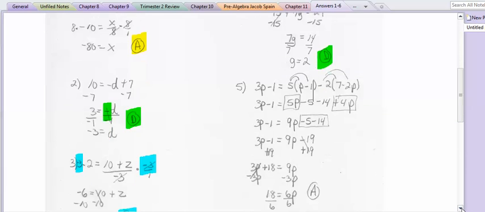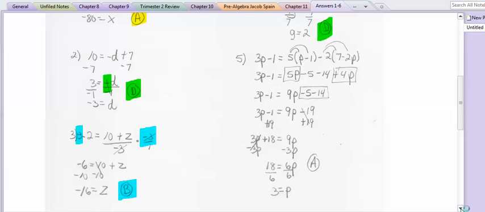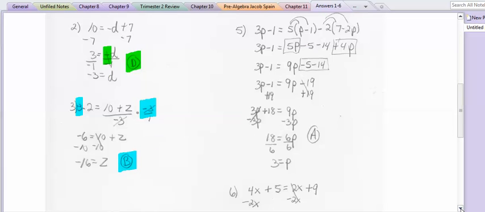And if you need to figure out what I did, stop it, pause it, see if you can follow my steps. Number 5, there was multiple steps to this. I did my distributive property. I combined like terms in the p's. I combined like terms with the numbers. I then did the opposite by adding 19 to both sides. I ended up with 18 on one side and 6p on the other side, and I divided. I ended up with p is equal to 3, which was letter A choice.